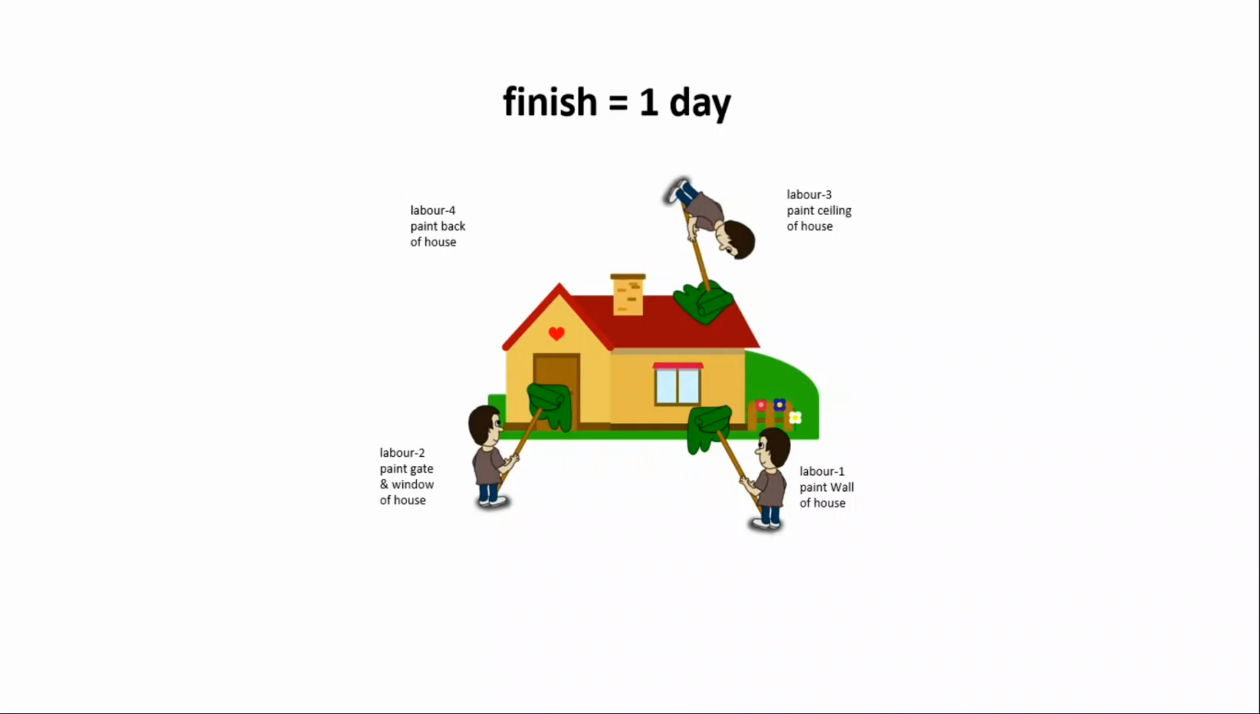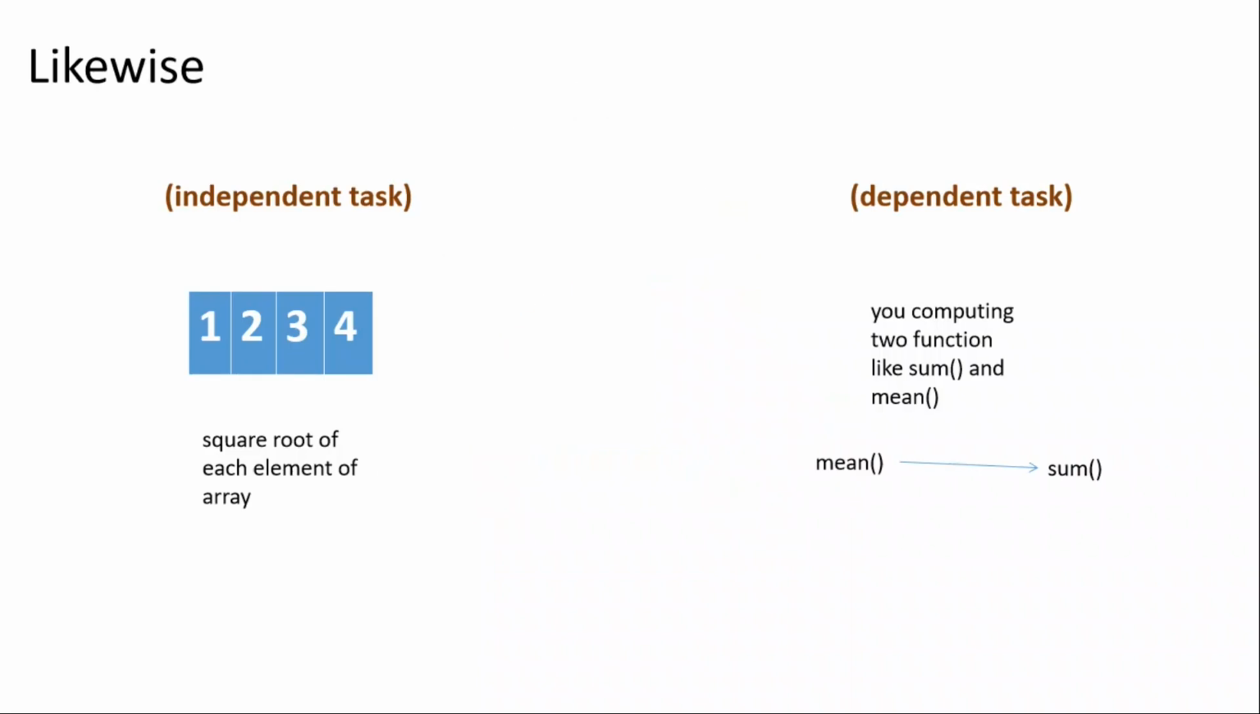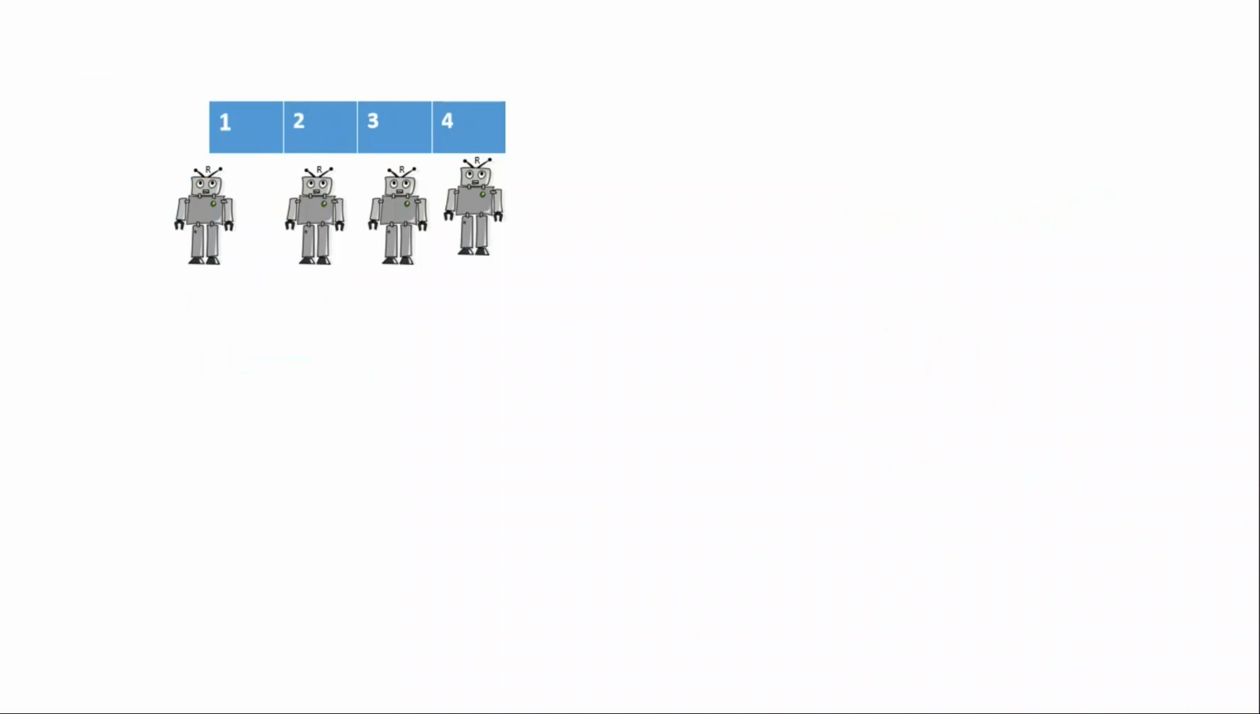So labor 1 here is a process. In this example there are 4 laborers, so you can imagine 4 processes. Likewise, I want to do the square root of each element of an array, and this is the vector 1 2 3 4, and this is an independent task, so you can do it in parallel. So now I create 4 processes, and each process does a square root.